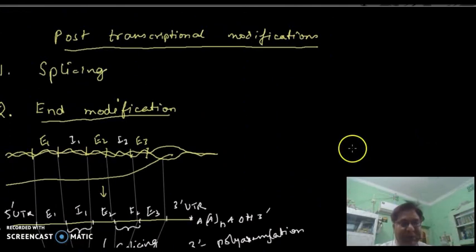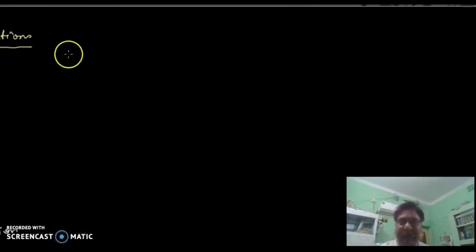Now let us talk about the second end modification, which is 3' polyadenylation.